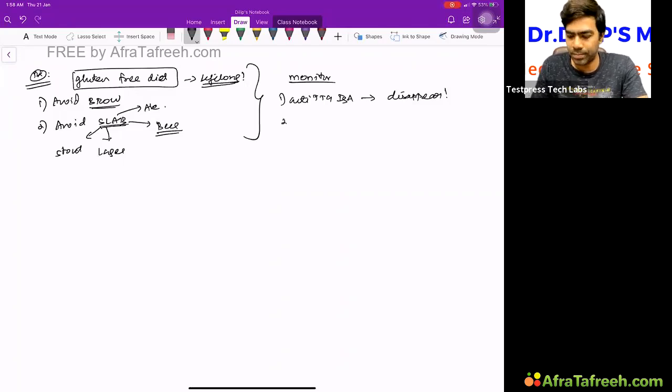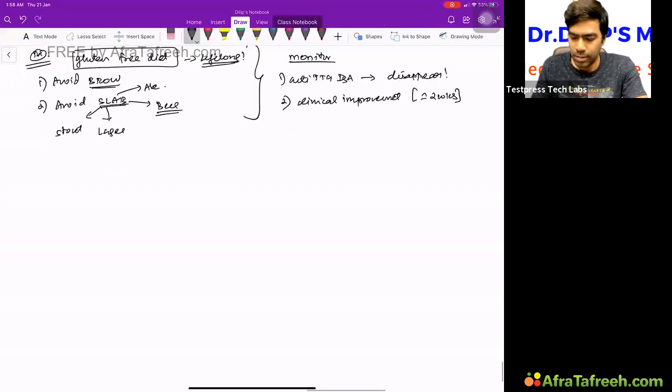And second is the clinical improvement. Clinical improvement will be there, which happens within a period of 2 weeks. In approximately 2 weeks of gluten-free diet, the patient will get a clinical improvement.